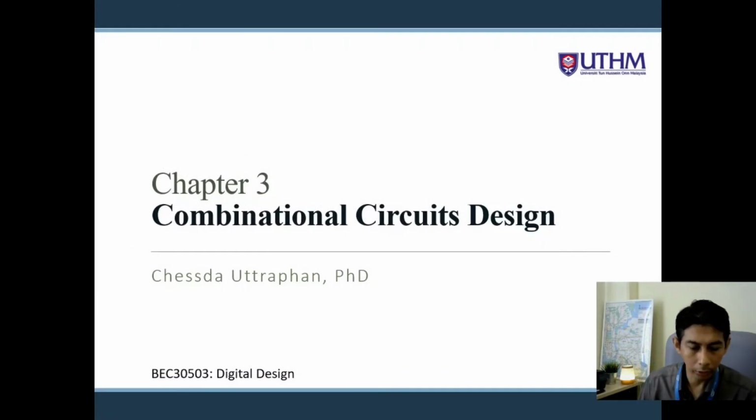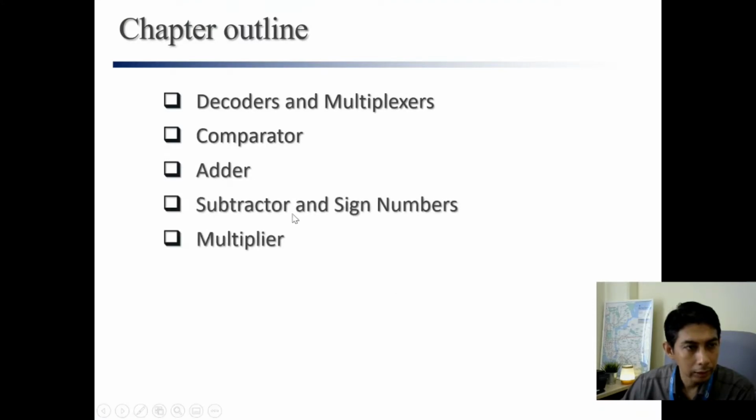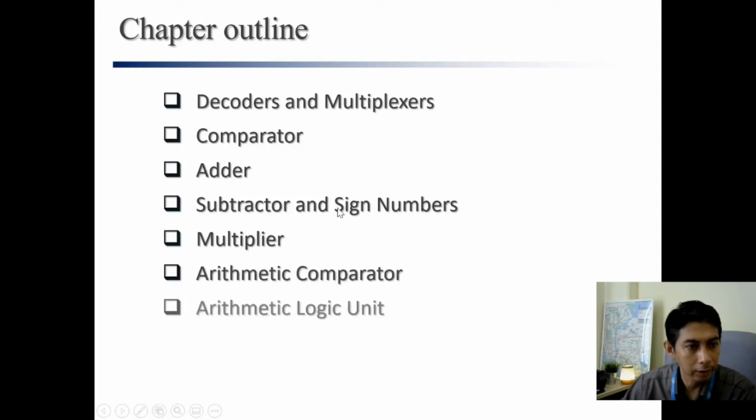Okay, so good morning again, everyone. We are still in chapter 3. Let's look at what we have learned last week: the decoder, but multiplexer not yet, right? And there is a lot to go.